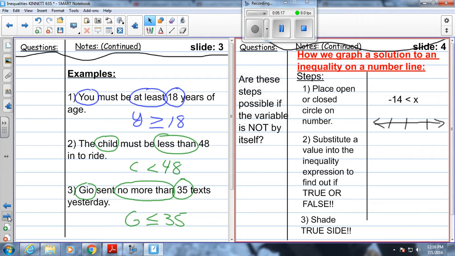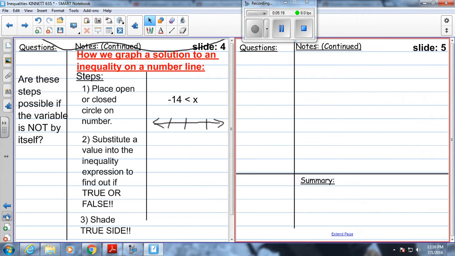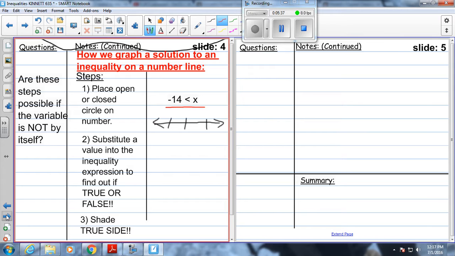And this is that chance for so many students. When I start to ask them, place an open or closed circle on the number, they love to choose their favorite number. They love to scream 0 at me. They love to scream 1 at me. But this is not an opportunity for you to use those favorite numbers or zeros or ones. What number is the only number expressed in this inequality right here? Negative 14. So that is the number that has to show up on this number line.